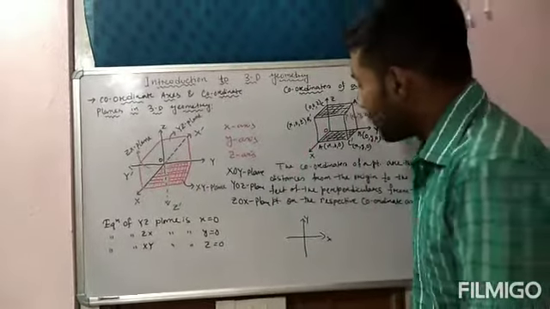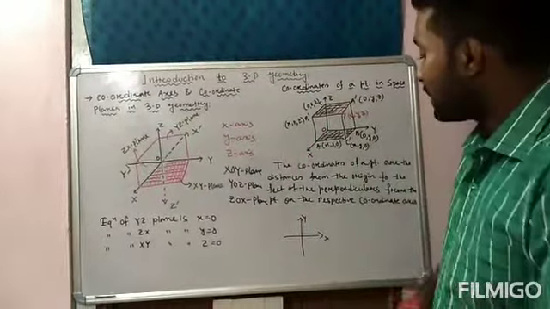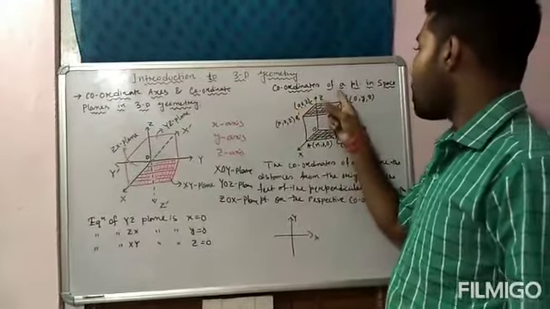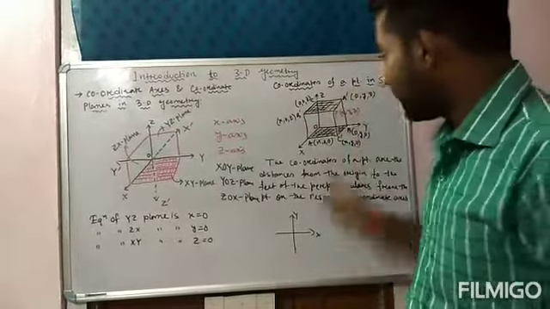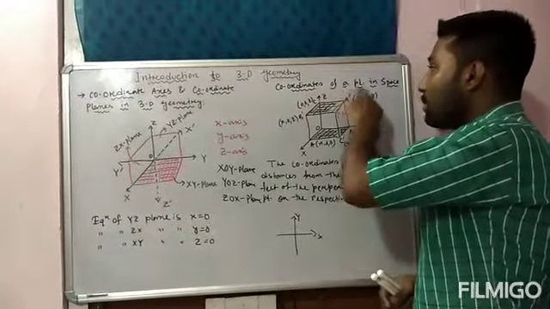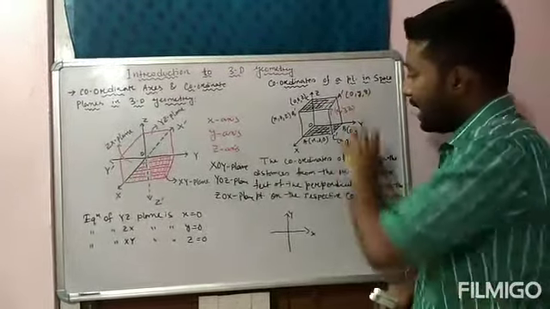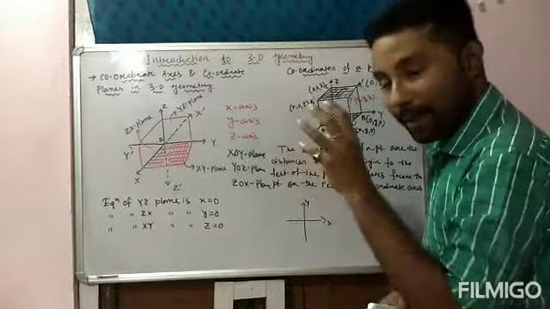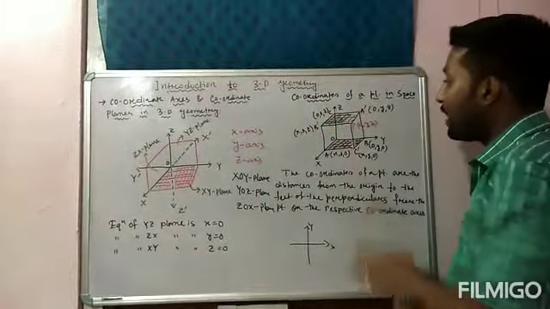Okay. So next point, next part is coordinates of a point in space. यहाँ पे भी और एक मैं डायग्राम दे दिया. Coordinates of a point in space. एक स्पेस में से कैसे कोऑर्डिनेट्स फाइंड आउट करना है वो अभी मैं एक्सप्लेन करूंगा.